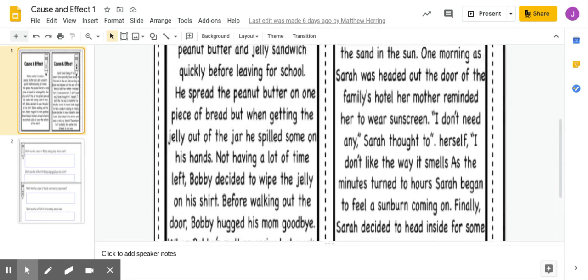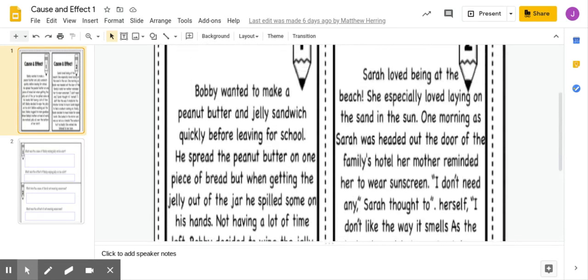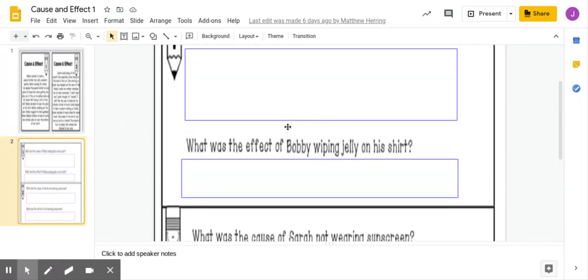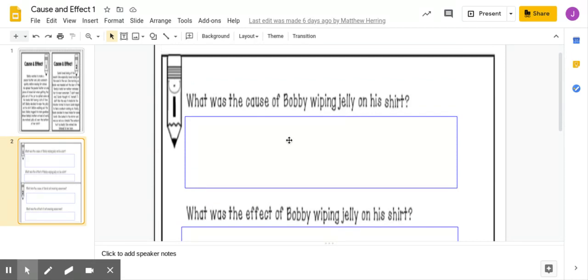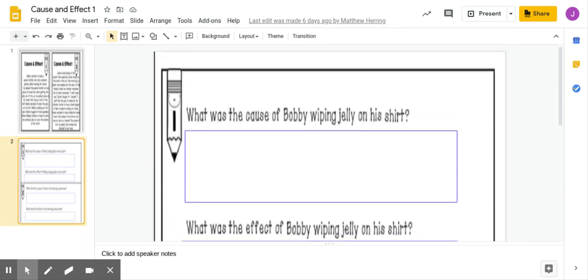So you're going to have to decide what the cause was and what the effect was for this passage. So you will come down to the second page, and you're going to tell me what the cause is of why something happened. What was the cause of Bobby wiping jelly on his shirt? So why did Bobby wipe jelly on his shirt? Okay, and then you're going to tell me what the effect is. What was the effect of Bobby wiping jelly on his shirt? What happened for Bobby to wipe jelly on his shirt? So be thinking of that while you reread the passage.